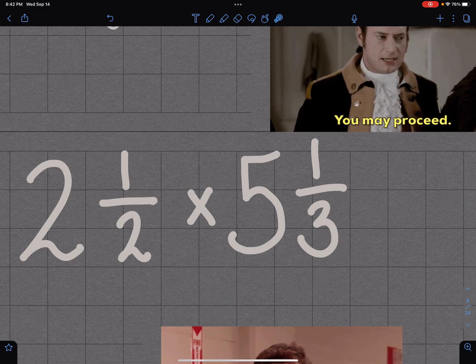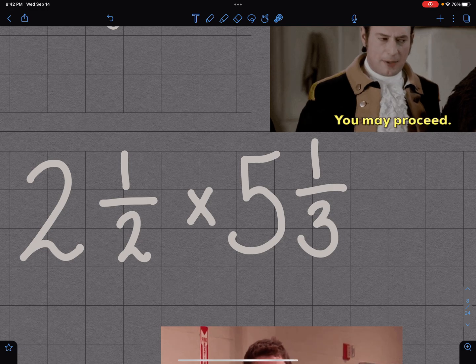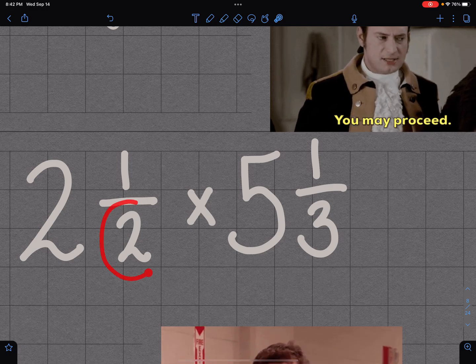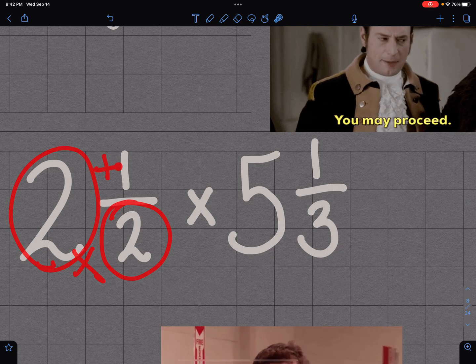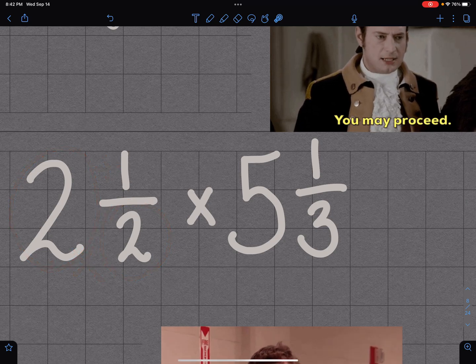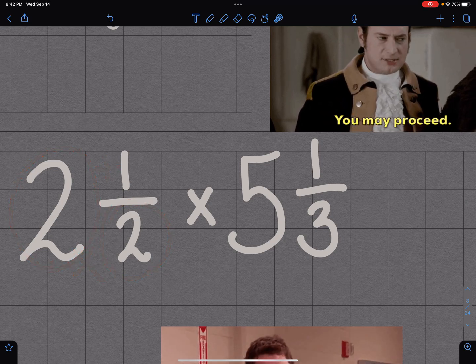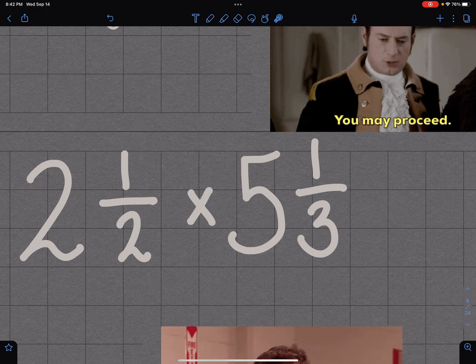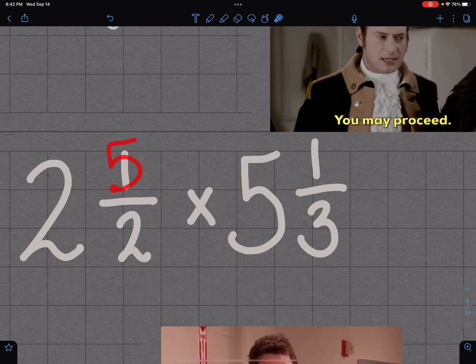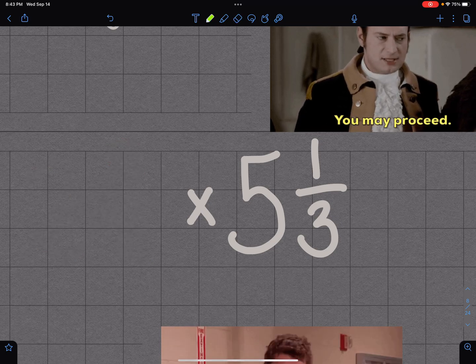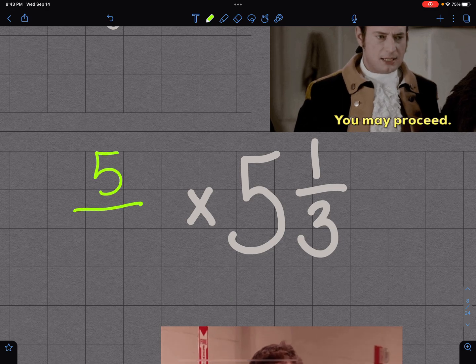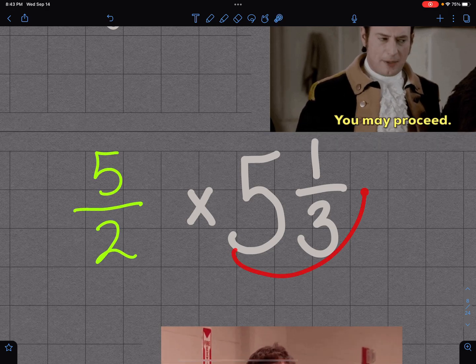Do you remember how to turn mixed numbers into improper fractions? What you do is you do 2 times 2 and then add that number on top. Okay, so 2 times 2 is 4 plus 1 is going to be 5, and then you keep the denominator the same, so it's 5 over 2. So I'm going to erase all of this and put 5 over 2. Okay, let's do the same thing here.